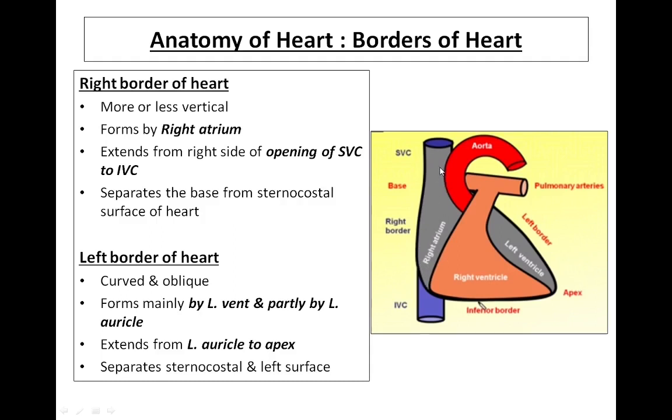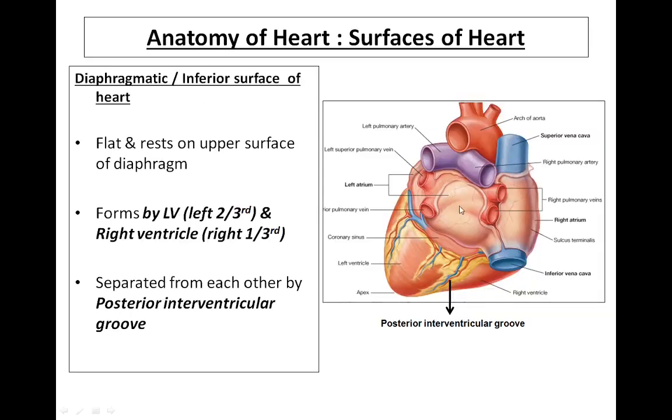It extends from the opening of the superior vena cava to the opening of the inferior vena cava. This part, from here to here, is our right border of the heart. It separates the sternocostal surface from the base. Posteriorly we have the base. So this is our right border.